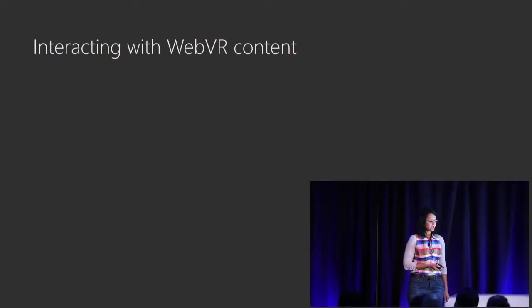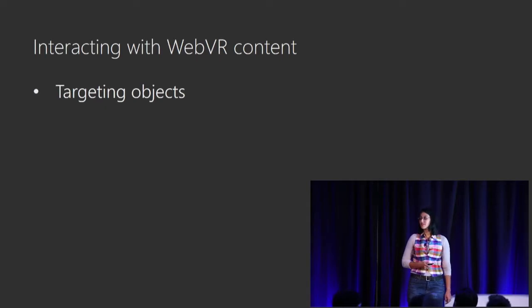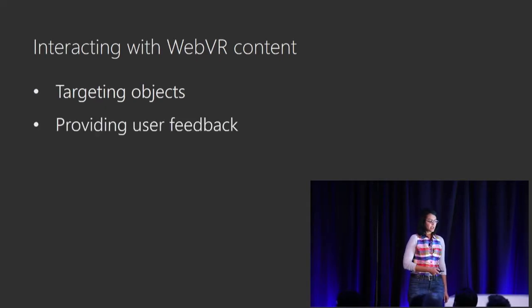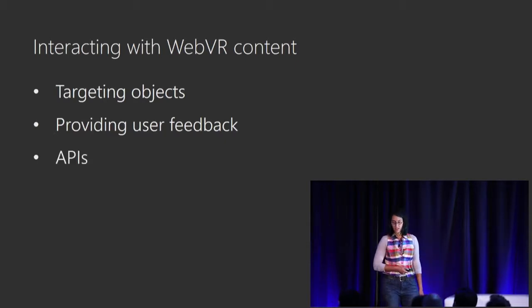So we're going to take a look at a couple techniques for targeting objects to make this simpler, as well as the feedback mechanisms to indicate to users that the action they're taking is on the thing they intend. And then we'll take a look at the APIs necessary to implement this behavior. Okay, let's look at how we target objects.